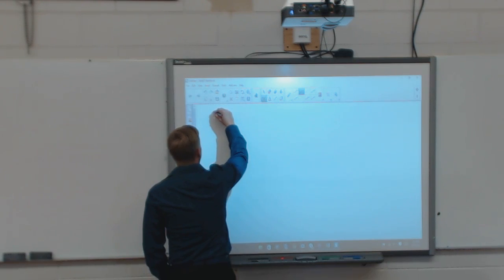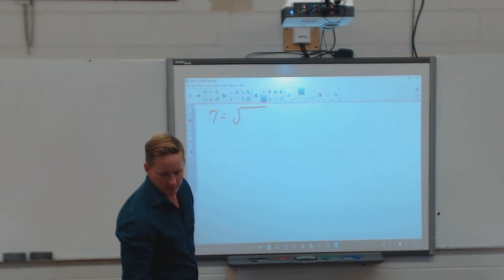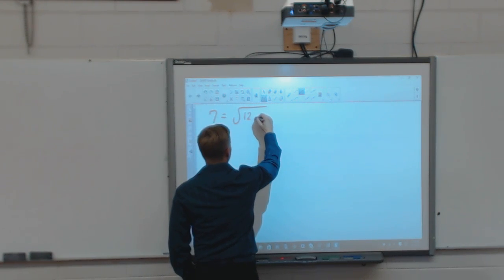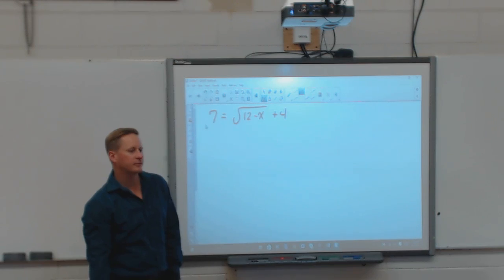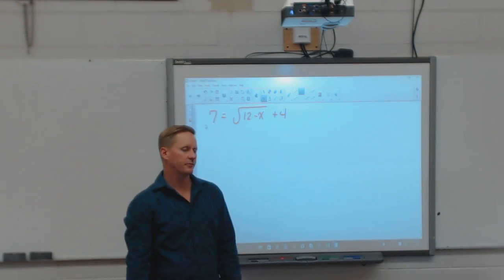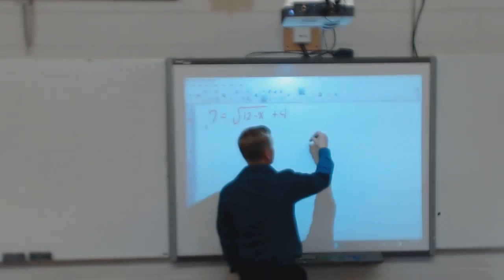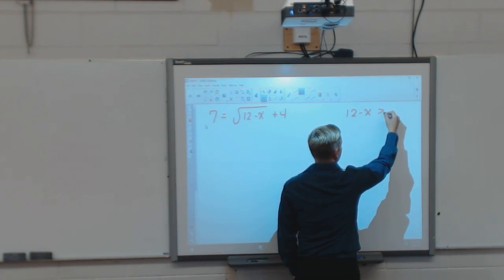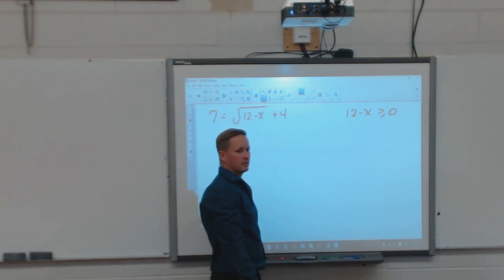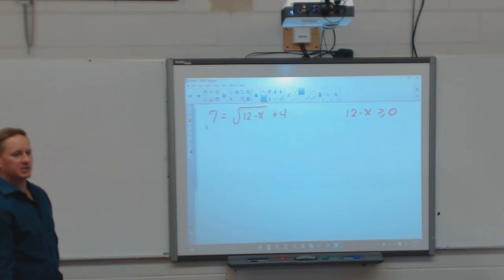If I have 7 is equal to the square root of 12 minus x, add 4. Now, like everything we did last year, you have to work with restrictions. So the first thing you want to do is list your restrictions right now. Your restrictions are basically this: 12 minus x has to be greater than or equal to 0. Right? Can't have a negative value inside that square root.